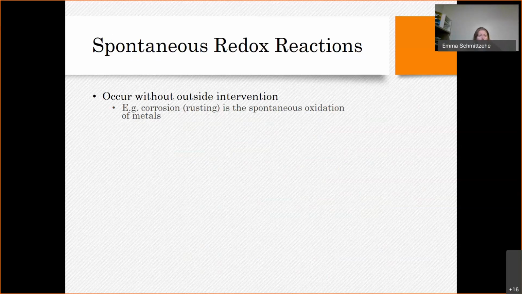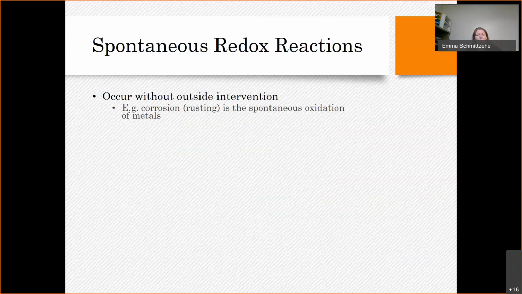It just depends on the reaction, okay? But for redox reactions, if we're talking about a spontaneous one, all you need to do is put the reactants together and it happens. So an example of a spontaneous redox reaction is corrosion. And your book talks a little more about corrosion because this is a pretty important type of spontaneous redox reaction.